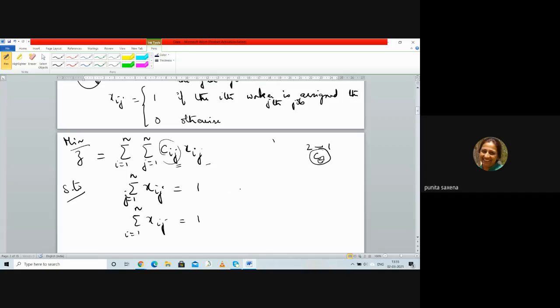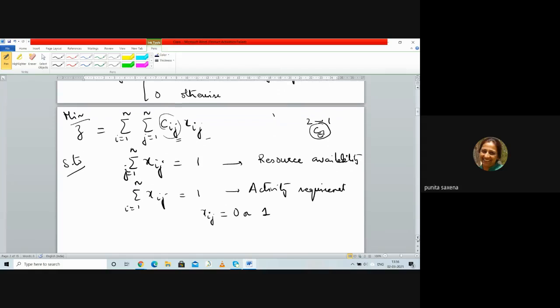One is based on the resource availability or the worker availability. These are the resource constraints, and these will be based on the activity requirements. What are the requirements of a job? That's it. And there is no non-negativity restriction because my xij is either taking a value 0 or 1. So this is what a typical assignment problem looks like, where you have to minimize some cost subject to these set of constraints.